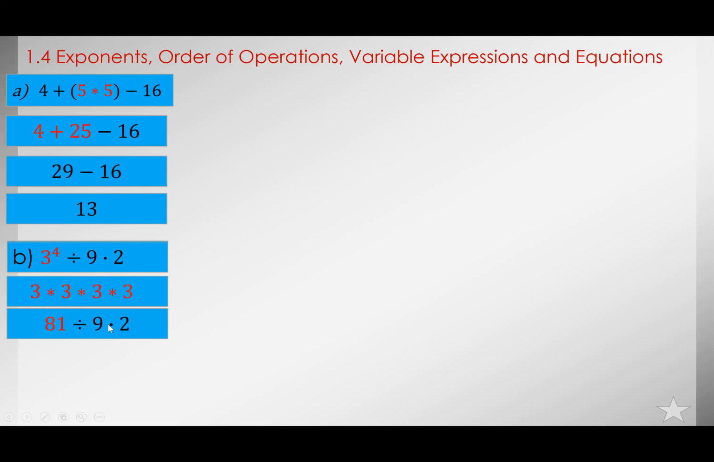Ladies and gentlemen, a reminder: I know you guys can multiply. I know 9 times 2 is 18. You can do that, but please do not do that because that will give you a wrong answer. You have to work this from left to right, so in this case we do 81 divided by 9 first, which gives you 9, and 9 times 2 gives you 18. Please, please, please do not do 81 divided by 18, because you have to work from left to right.